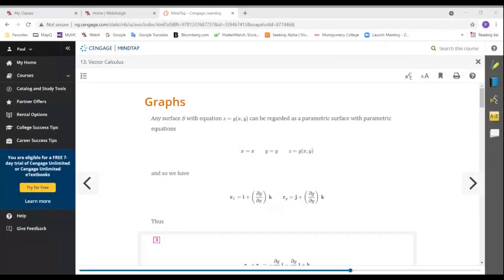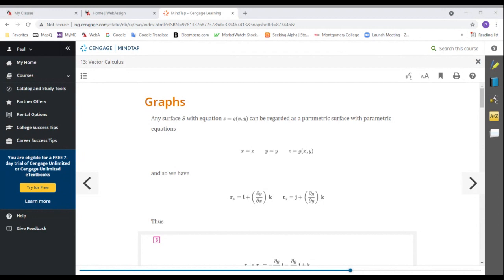Well, what if you have a graph? In other words, what if z can be thought of as a function of x and y? If you have a surface S that can be written as z as a function of x and y, then the parameterization could be x equals x, y equals y, and z equals a function of x and y. And then you could find the derivative of the vector r with respect to x, and the derivative of the vector r with respect to y.